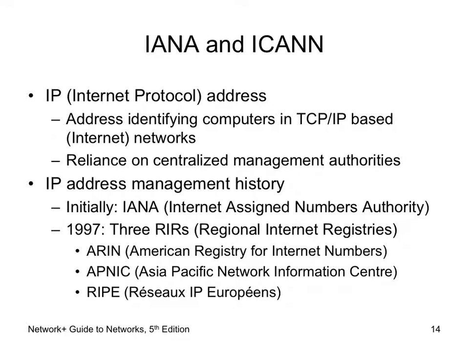IP version 4 is set up in 4 octets. Each octet is made up of a byte, your IP address is. So you've got basically 8 bits per byte, and then zeros and ones for each one of the octets. And the addressing of this is built around what's called Internet Protocol, and it's relying upon central management authorities.